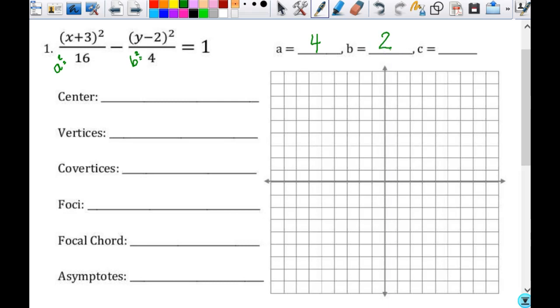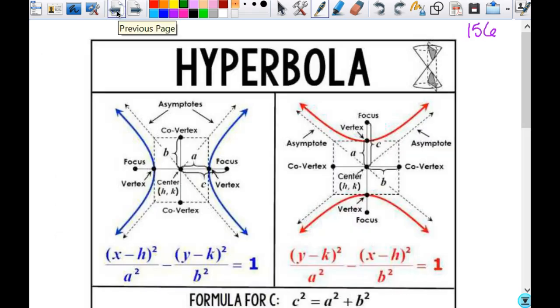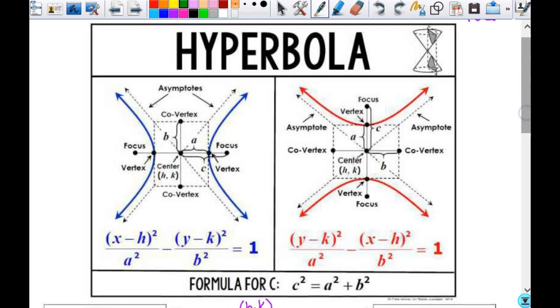Oh, and I glossed over something here. Let's go back real quick. You don't have to rewrite it, but I didn't talk about it. Remember how we had for the ellipse, C squared was equal to A squared minus B squared, and we had to make sure we knew it wasn't the Pythagorean theorem? Well, for this one, C squared does equal A squared plus B squared. So it is just straight up the Pythagorean theorem, and that's what it is.